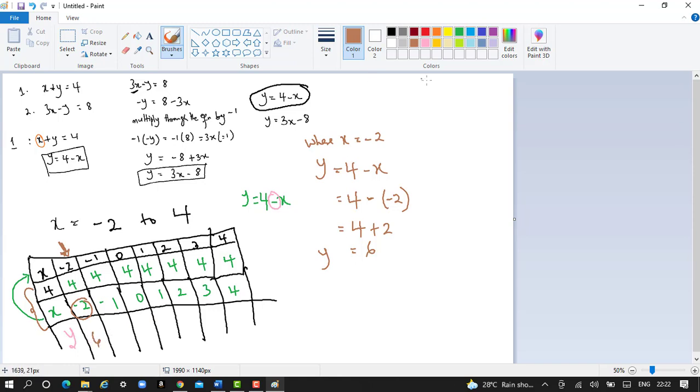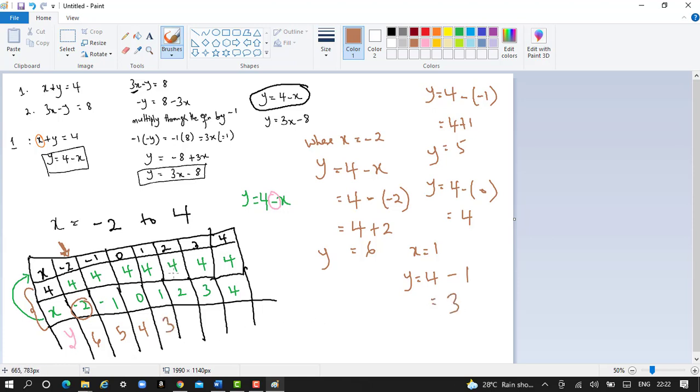The next one is when x is negative 1, our y is going to be 4 minus the x there, which is minus 1. So we're going to get 4 plus 1, and our answer will be 5. That is, our y is 5 when x is negative 1. The next one is when x is 0, you're going to get 4 minus 0, then you're going to get 4. So this one too is 4. When our x is 1, y is 4 minus 1, which is going to give us 3. And this side will be 3.